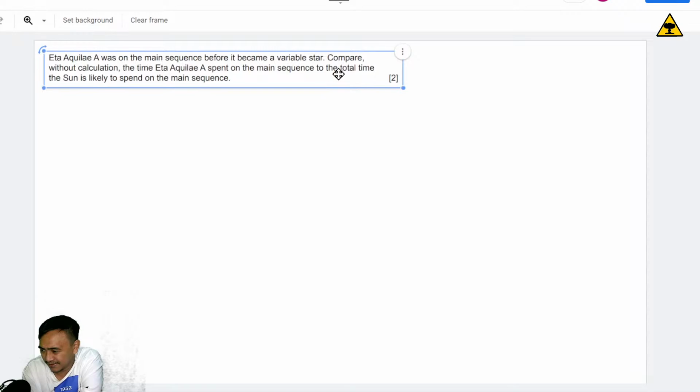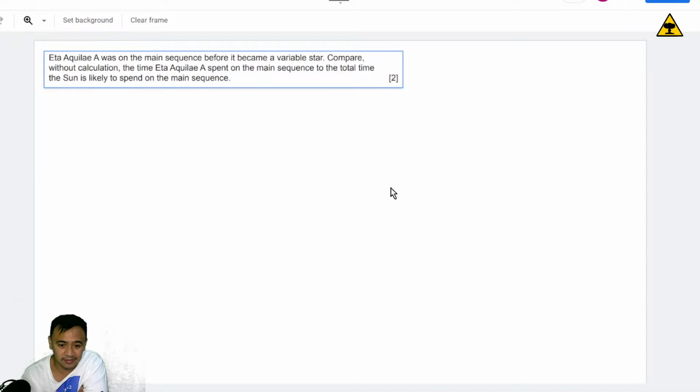So, without calculation, between the Sun and Eta Aquilae A, which one spent more time in the main sequence? The Sun. The Sun will spend more time in the main sequence. Reason being, because the red giant is not in the main sequence. There are three possible reasons for it, just so you know. All of them relate to the same basic idea.